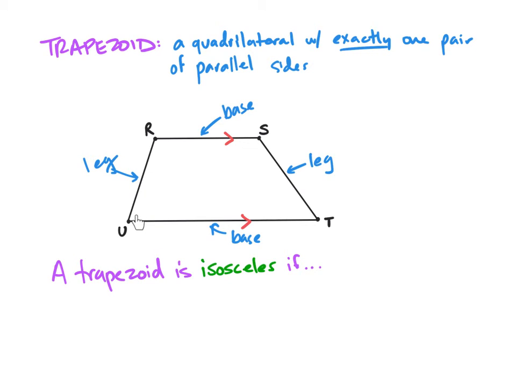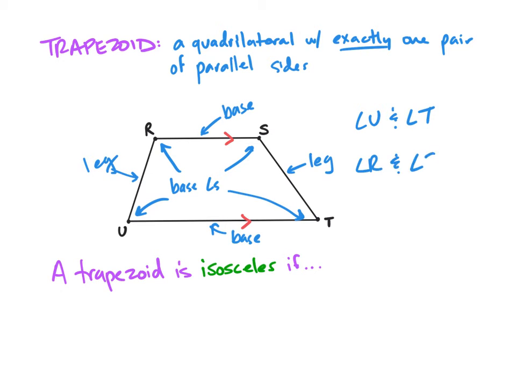We would also have angles that have special names. For instance, at the end of my longer base here, we have angle U and angle T, and that pair of angles is called a pair of base angles. We have a pair there, but then we also have a pair of base angles up here. These base angles come in pairs, and each pair has an angle at the end of one of the bases. So angle U and angle T is one pair of base angles. Angle R and angle S is another pair of base angles.